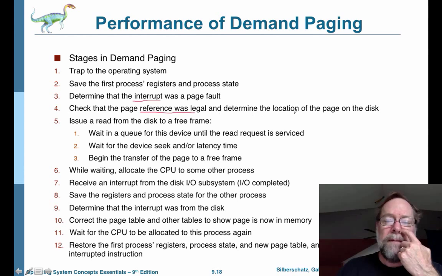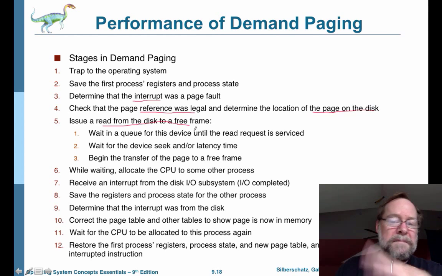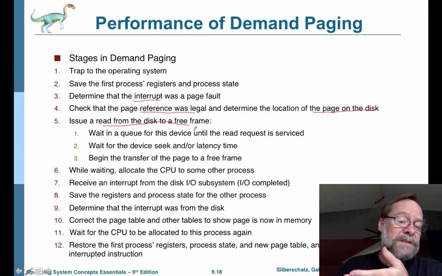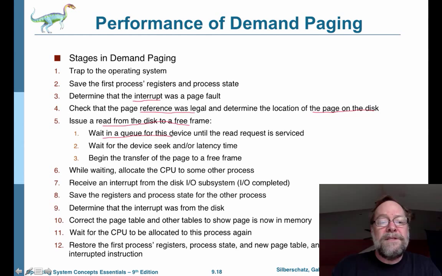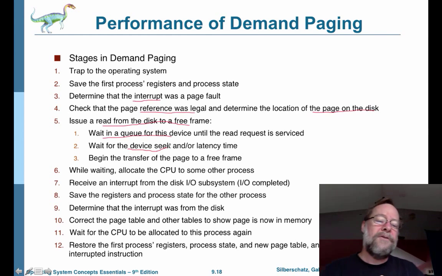So then we have to determine where that page is stored on the disk. You have some table where that's kept. And then you have to issue a read request to the disk to go ahead and get that page and load it into the frame. Now, of course, the hard drive may be being used by another process, so there could be a queue that this request from the kernel has to wait in, so that may take a while.